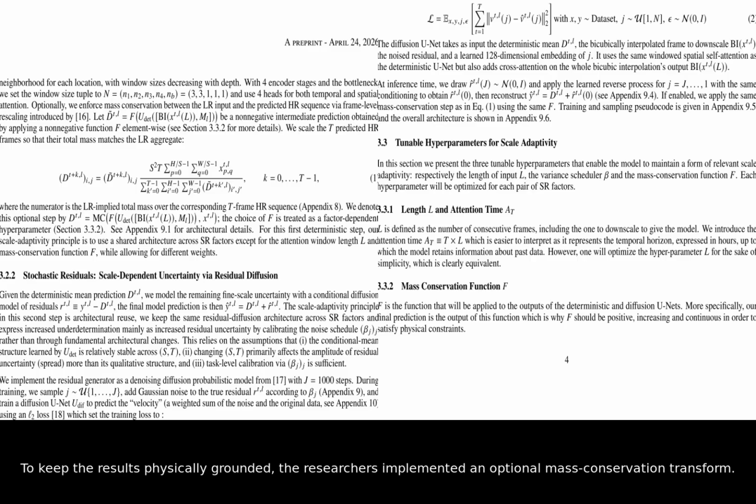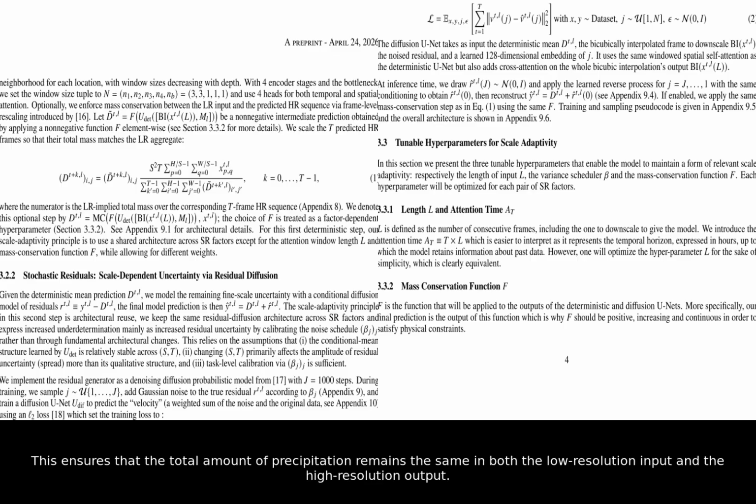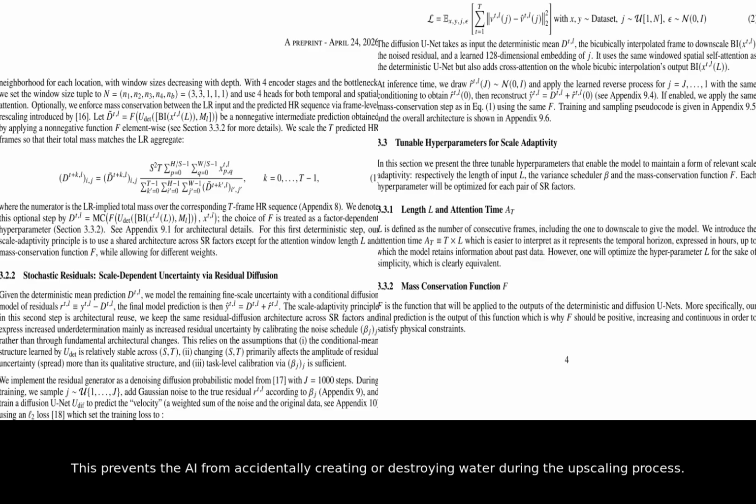To keep the results physically grounded, the researchers implemented an optional mass conservation transform. This ensures that the total amount of precipitation remains the same in both the low-resolution input and the high-resolution output. This prevents the AI from accidentally creating or destroying water during the upscaling process.